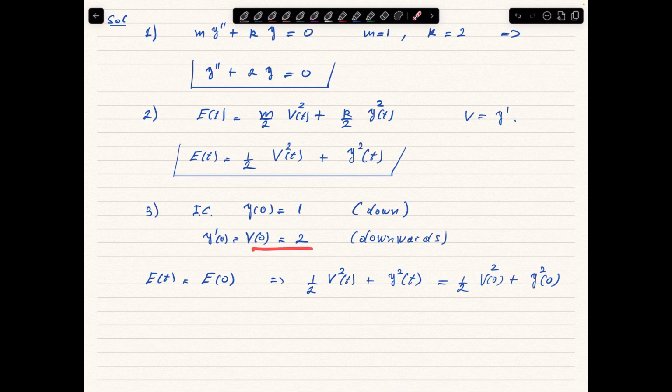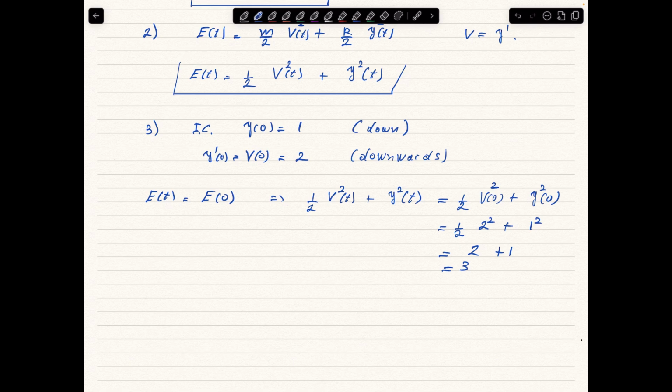But we have these values right here, 1 and 2. So we know that this is 1/2, and then 2 squared plus 1 squared. So we have 4, and 4 divided by 2 is 2, plus 1. So this is 3. Essentially, we know that the spring has to move in such a way that 1/2 the velocity squared at any time plus the position squared at any time always, in this particular example, adds up to 3. This is the conservation of the mechanical energy.